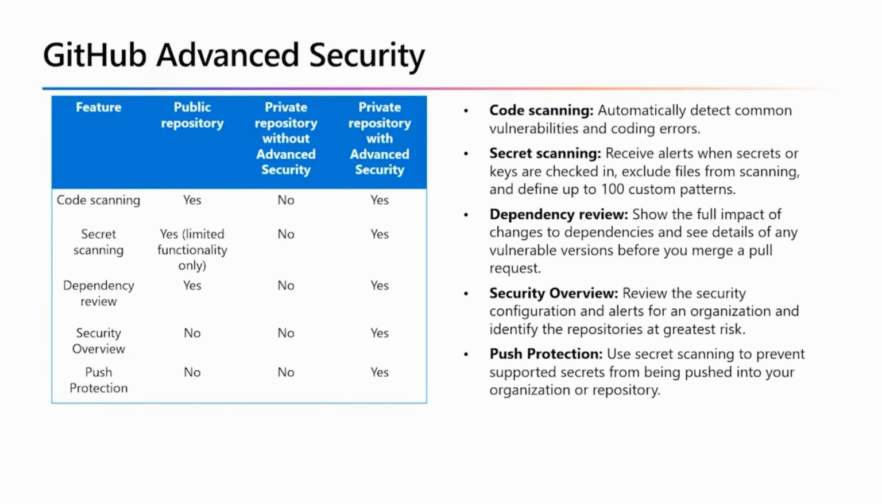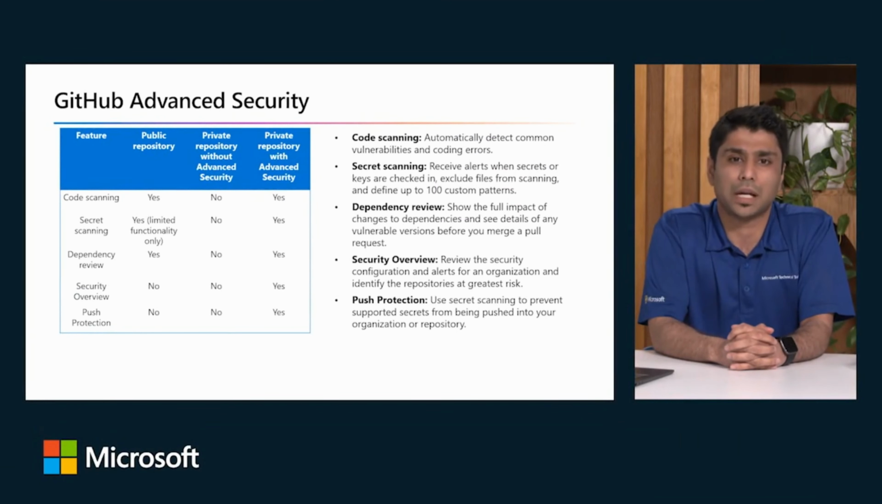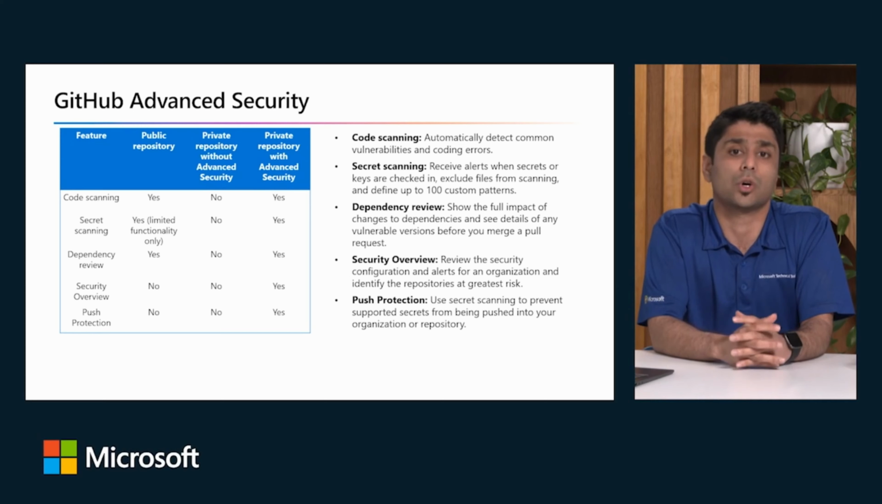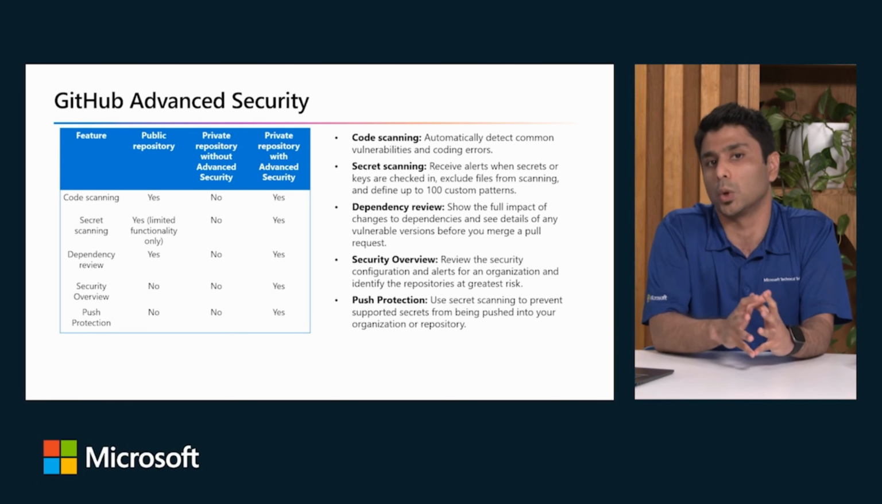Now, GitHub provides a powerful suite of security tools known as GitHub Advanced Security. The table here summarizes the availability of GitHub Advanced Security features on public and private repositories. All GitHub Advanced Security features, except for the security overview, are enabled by default for all public repositories on github.com. To access the features on private and internal repositories, you need a GitHub Advanced Security license together with your GitHub Enterprise account.